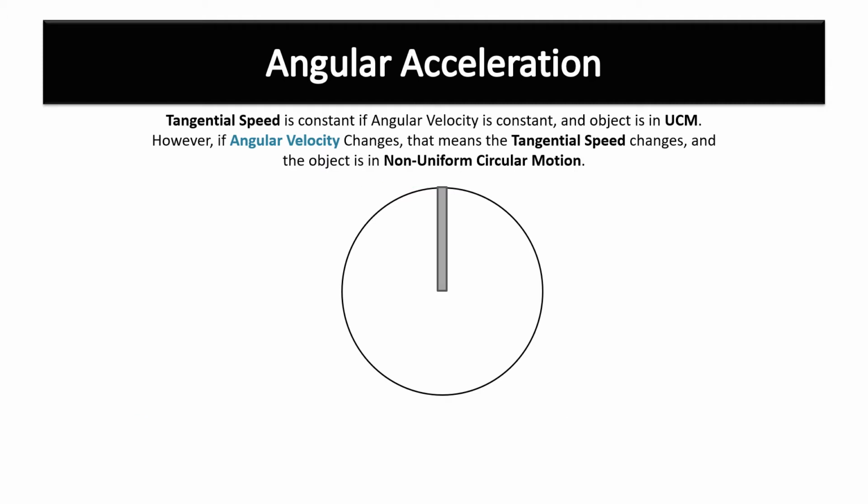All right, so let's look at this a slightly different way, thinking about angular velocity and angular acceleration. Tangential speed is constant if the angular velocity is constant and the object is in uniform circular motion. Looks something like this. Constant angular velocity, same amount of rotations per second, and it's uniform circular motion. The tangential speed isn't changing. However, if the angular velocity changes, that means the tangential speed is changing because you're spinning either faster or slower, so your tangential speed is changing, and the object is in non-uniform circular motion.